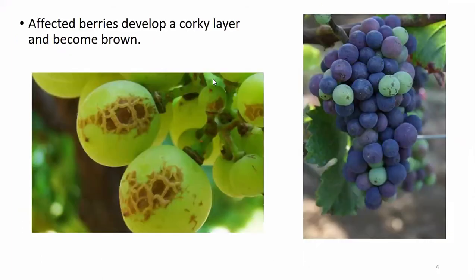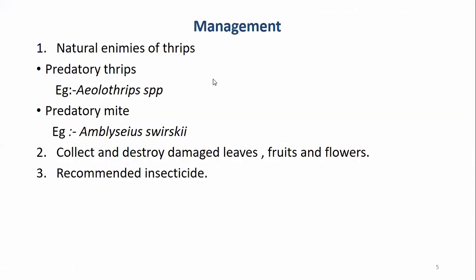Here you can see the brown corky layer on the fruits. Then management practices. Cultural practices and biological control practices are available, such as releasing the natural enemies of thrips.